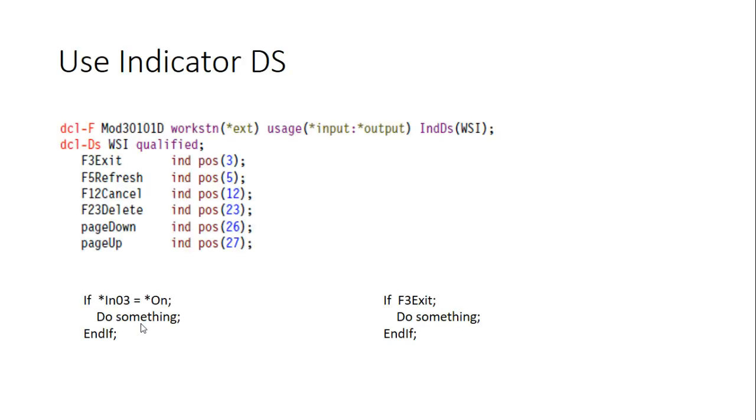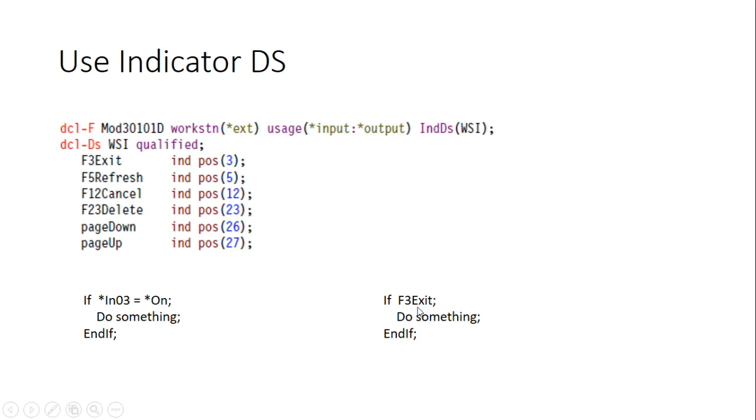And when coming to the indicator side, this is also one of the common practices, like we still use indicators like IN03 equal to ON. So for a non-programmer or non-RPG programmer, they won't understand what it is. But if you say something like, if we are checking for exit, then we are doing something, it will be meaningful.